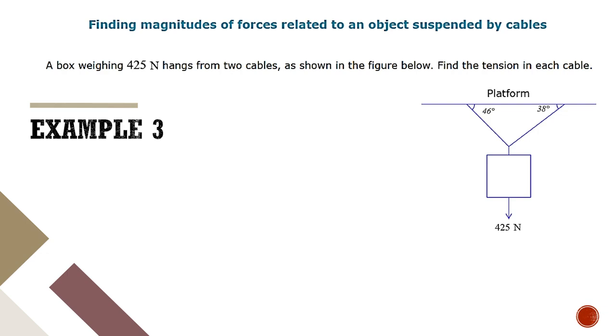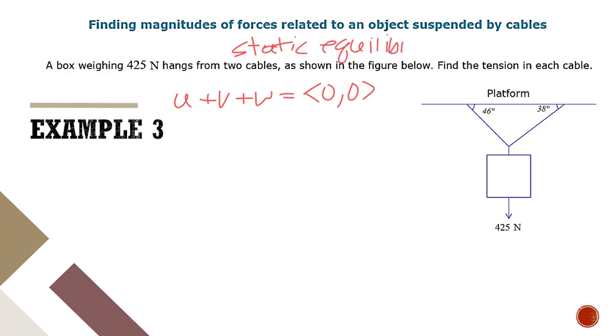So the idea is we'll have something called static equilibrium, which means that if we add all of the vectors, we will still get 0, 0. And that's called static equilibrium. So if you ever were in physics or are going to be in physics, you might be doing something like this, where we'll be adding the vectors.